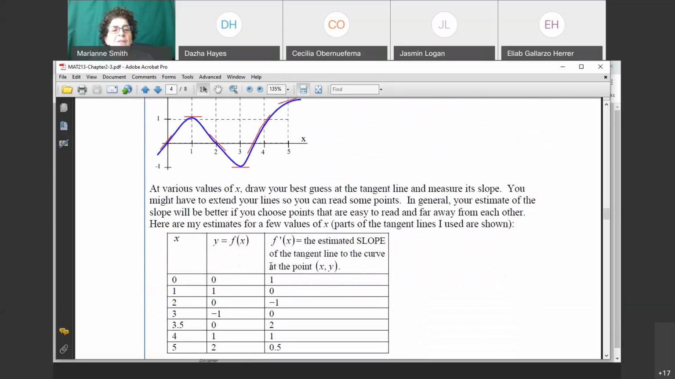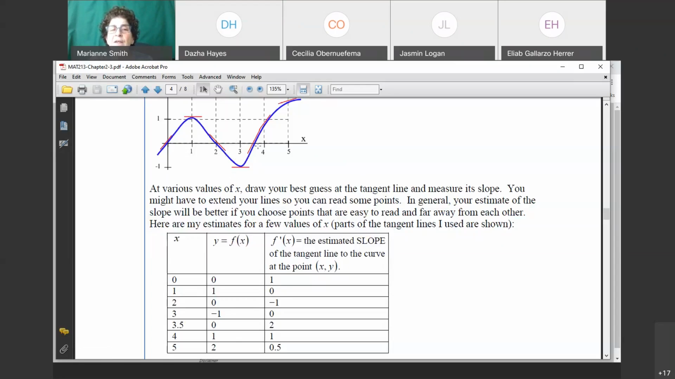So here's what they came up with. At this point where x is 0, what's y? It's 0. What's the slope of the tangent line there? It looks like about 1. Here's the next point on the graph, 1, 1. The slope of the tangent line looks like 0. Here's the next point, 2, 0. The slope of the tangent line looks like -1. Then at 3, -1, the slope of the tangent line is horizontal again.